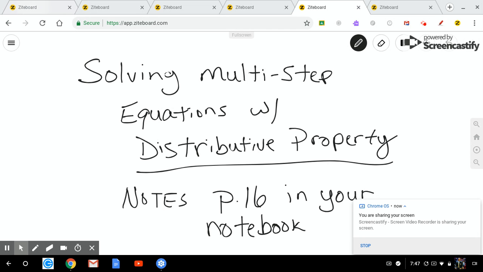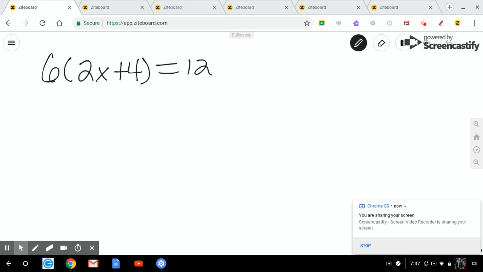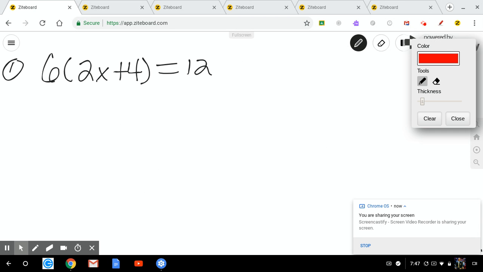So here's example number 1. All right, what you see here is that we have a set of parentheses, okay? So we're going to use the distributive property to get rid of those parentheses, all right? Everything on the outside is going to multiply by every term on the inside. So I'm going to take this 6 and multiply it times the 2x, and then take this 6 and multiply it times the 4. That's going to get rid of my parentheses, okay?